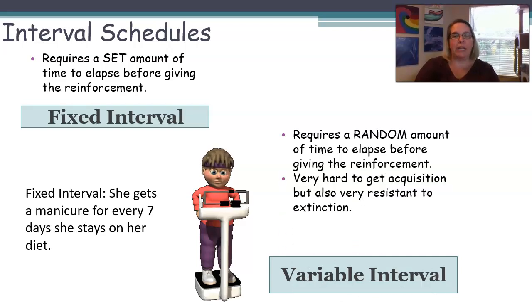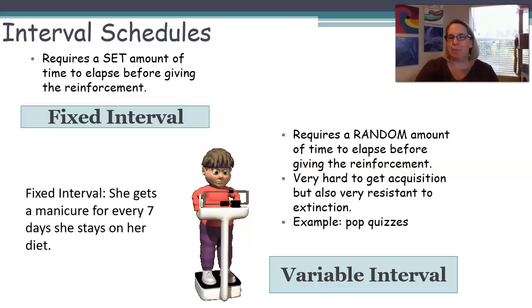Again, it's really hard to get acquisition, but also super resistant to extinction. So that's the one thing that's common about the variable ratio and variable interval: it takes a long time to get the learning, but it resists that extinction.